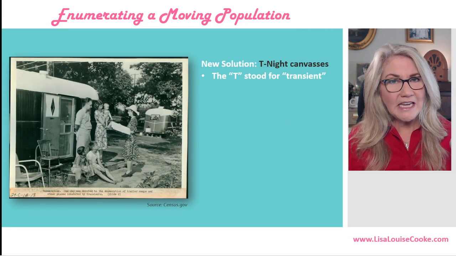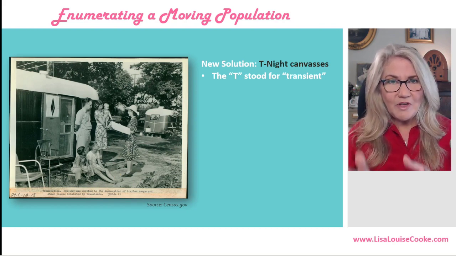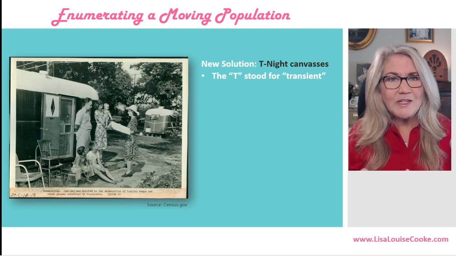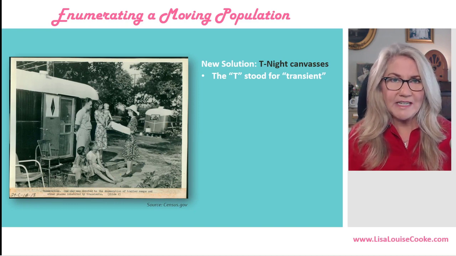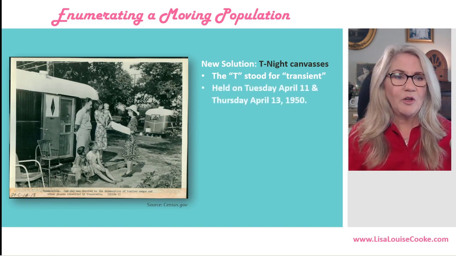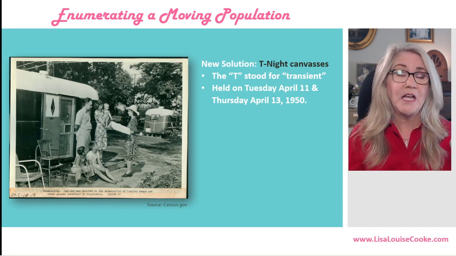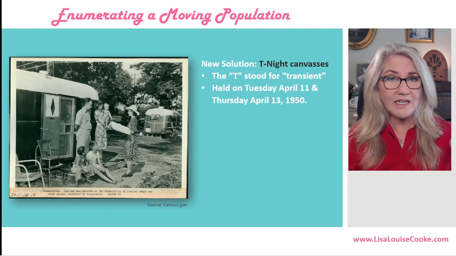So one of the things they did, and I think this is really interesting to know about this particular census, they decided to get them all on one day in one spot. It was called T-night canvasses, and the T stood for transient. So this is anybody who's at a campground, at the YMCA, who's on vacation, who's homeless. I mean, there could be many reasons why a person would not be in a regular residence.